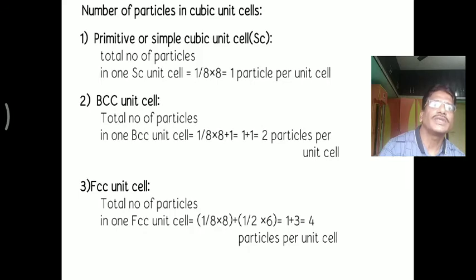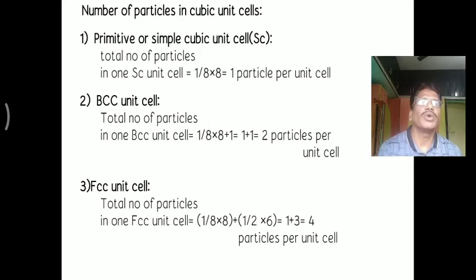That means each face has half a particle, because 1 particle is shared between 2 faces. So it is 1/2 into 6. If we solve this bracket, 1/8 into 8 is 1. Second bracket, 1/2 into 6 is 3, so 1 plus 3 is equal to 4 particles per unit cell. That means from this calculation we can say that the total number of particles in one simple cubic unit cell is 1, in BCC unit cell it is 2, and in FCC unit cell it is 4.